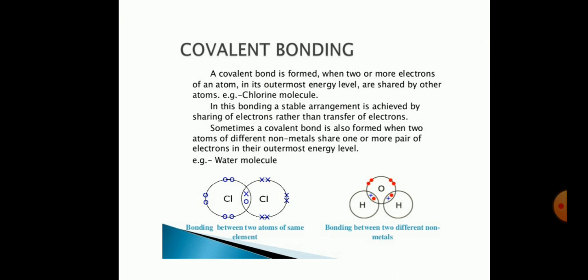Sometimes a covalent bond is also formed when two atoms of different metals or nonmetals share one or more pairs of electrons in their outermost energy level. So for example, H2O and Cl2 are different molecules, such as water molecules. H2O is bonding between two different non-metals.